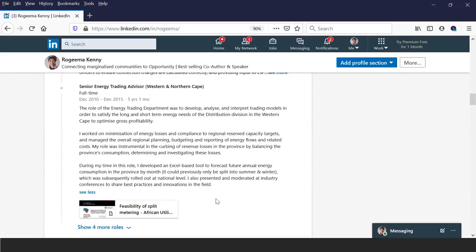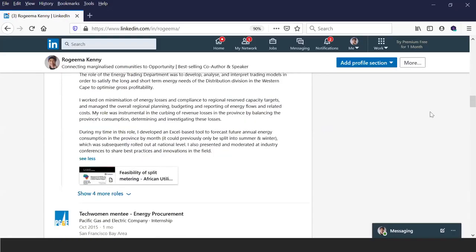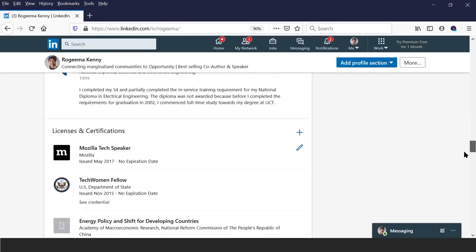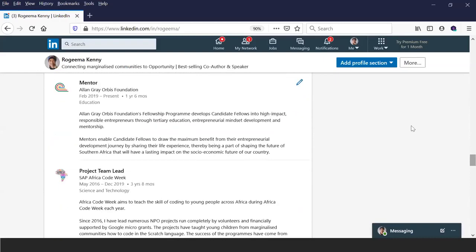So going back to my profile, how does that look? There's a lot more options available in volunteer experience as well. Firstly, let me just get there. Firstly, you can reorder these. It doesn't have to be in chronological order like your work experience is. It doesn't have to be as robust as I said. So in this example, the first one, I'm a mentor at the Allan Gray Orbis Foundation at the fellowship.